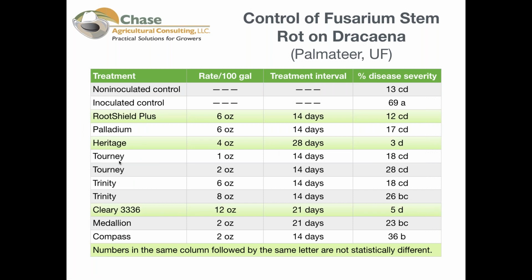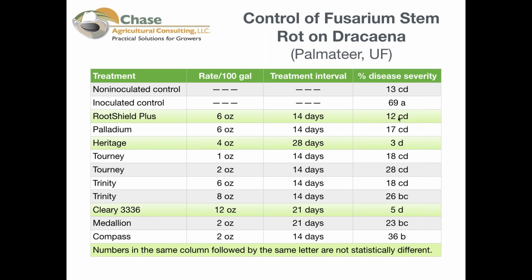A lot of the same things you see here, this is again the same IR4 funding system. A lot of those same products have testing. This is on a stem rot, so it's not a wilt, a straight stem rot. And this was done at University of Florida by Aaron Palmateer. The ones that I put in the green banding are the best products. 69% disease severity on the inoculated ones.